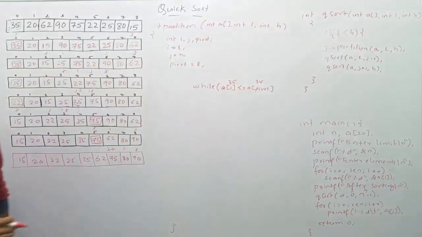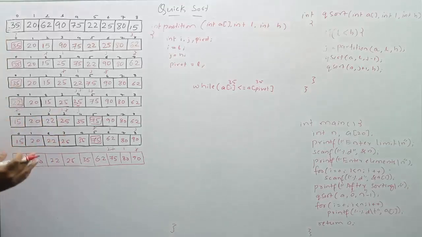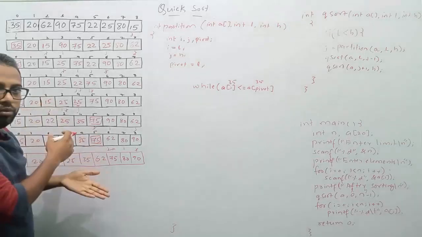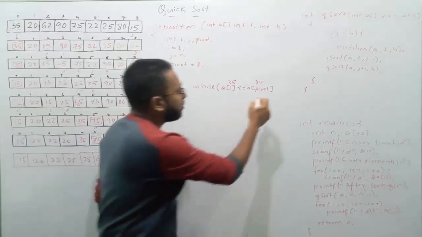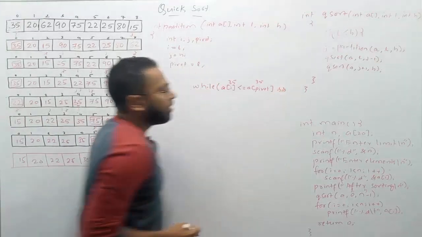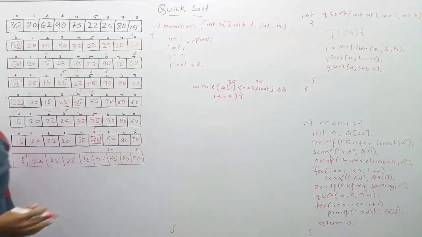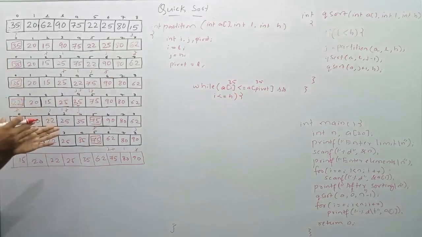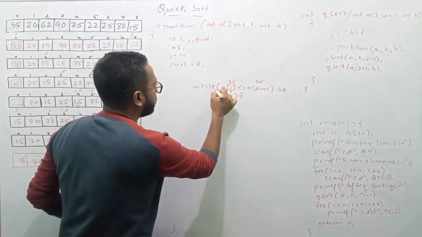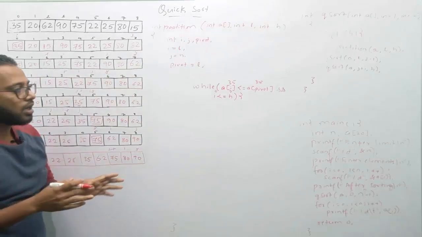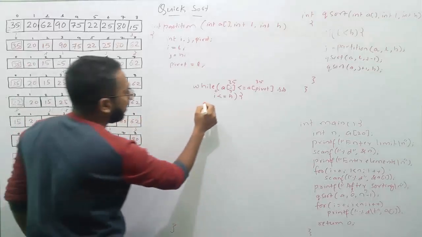As long as I find an element either lesser than or equal to the pivot, I need to keep on incrementing variable I, and I need to check one more condition: I is less than or equals to H. As long as the value of I is less than or equals to high, so I is 0 and this one is 8, 0 is less than 8, the condition becomes true. As long as both of these conditions are true, I need to increment I.